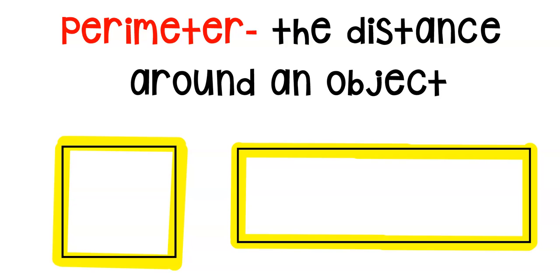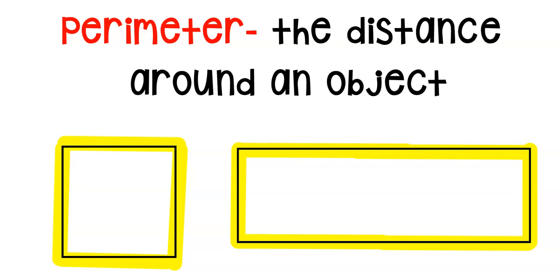Hey third graders, here is an extra video on perimeter. The perimeter is the distance around any object. You'll notice below that I have a square and a rectangle, and highlighted in yellow is the perimeter of both of those shapes. So the perimeter is the length or the distance around any object or shape.